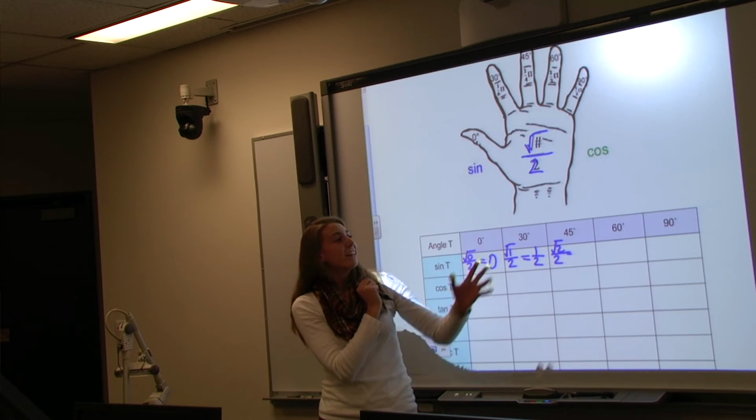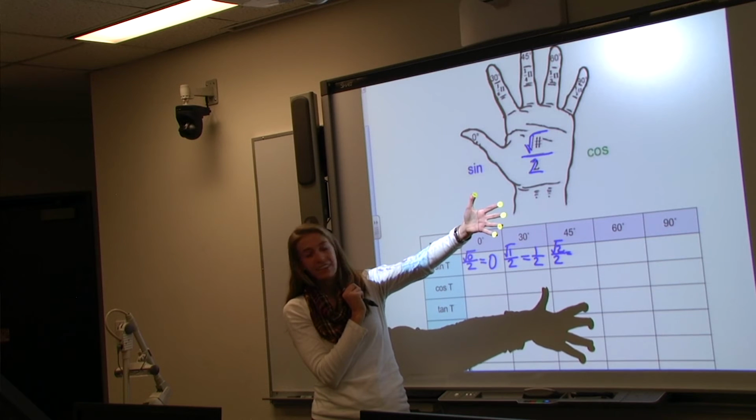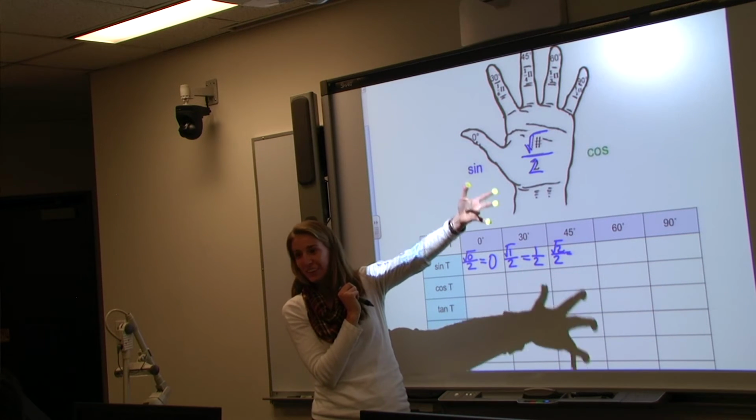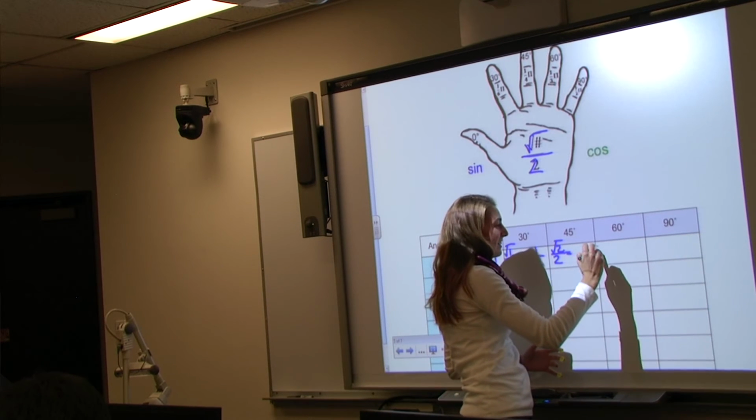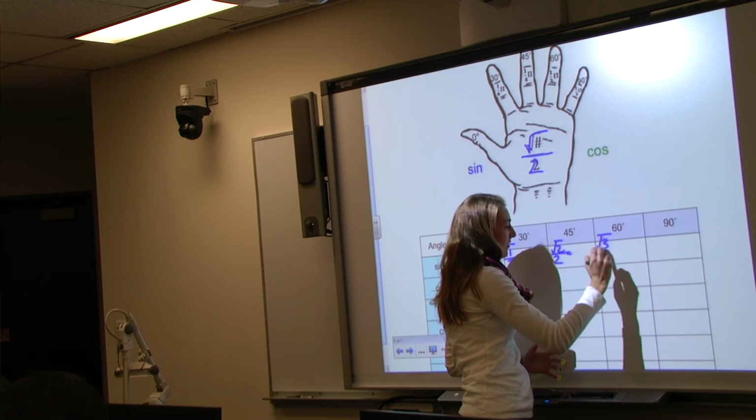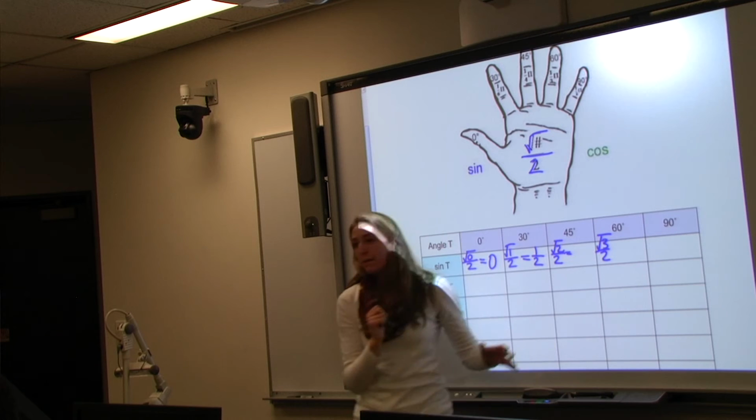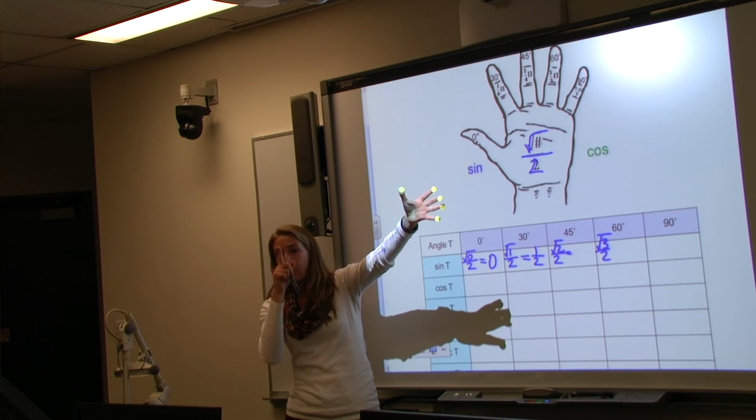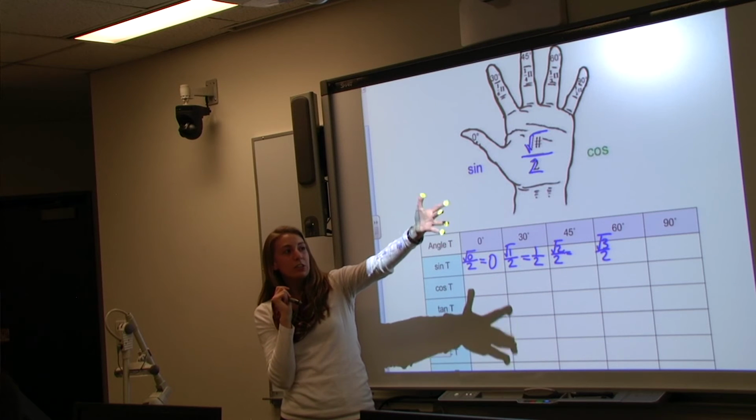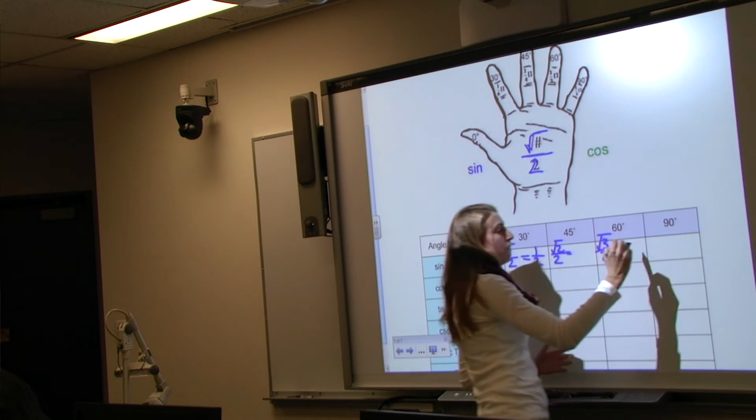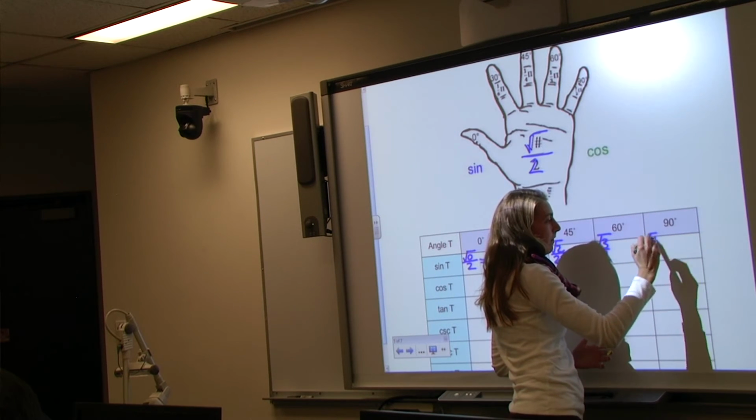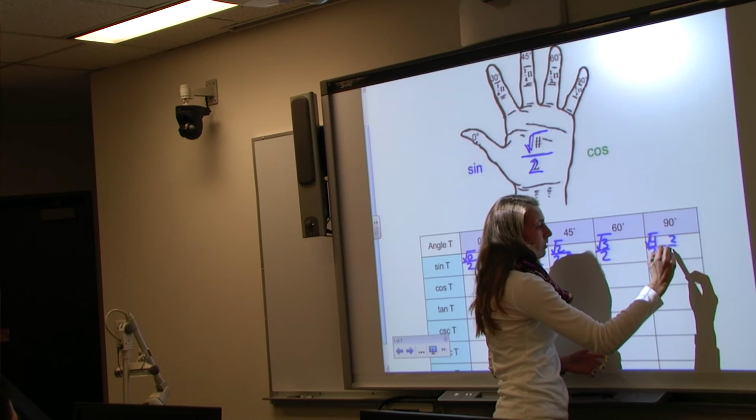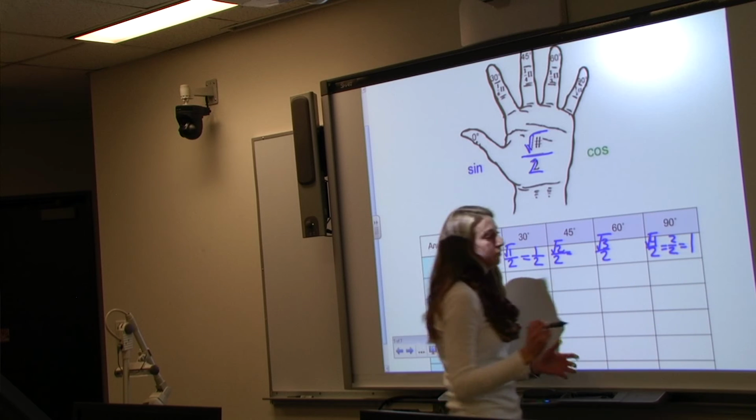But what about 60? What finger is that? 0, 1, 2, 3. Square root of 3 over 2. Can we simplify that? Nope. What about 90? Hold on. 0, 1, 2, 3, 4. Square root of 4 over 2. And that is going to be 2 over 2, which equals 1.